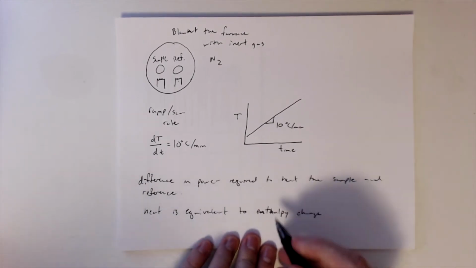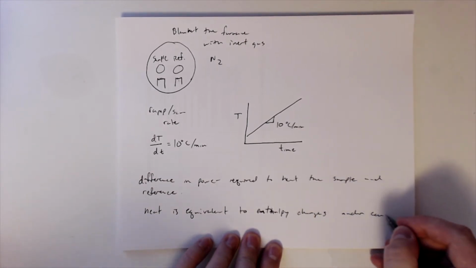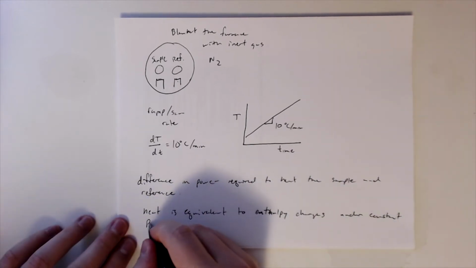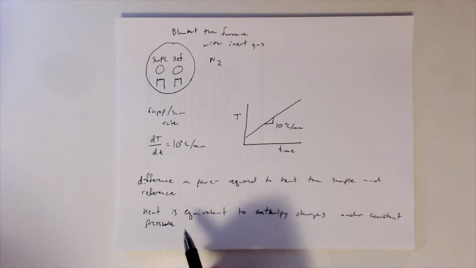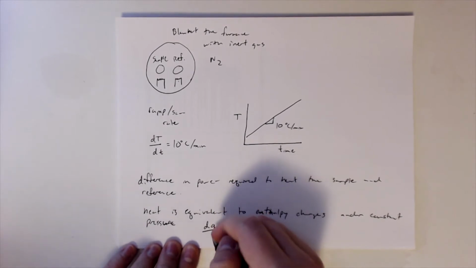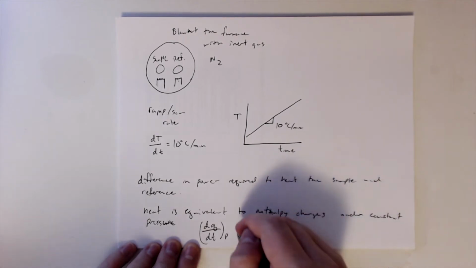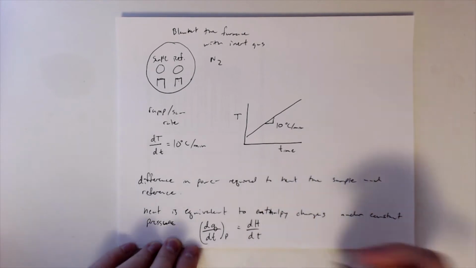So heat is the same as enthalpy changes under constant pressure. So we are not allowing pressure changes in the system. We have a constant, atmospheric, whatever the atmospheric amount is, we have that constant. So we can say that the change in heat with time at constant pressure is going to be equal to the change in enthalpy with time.